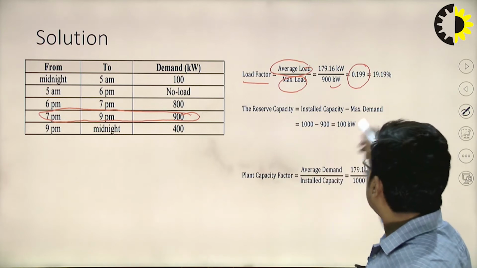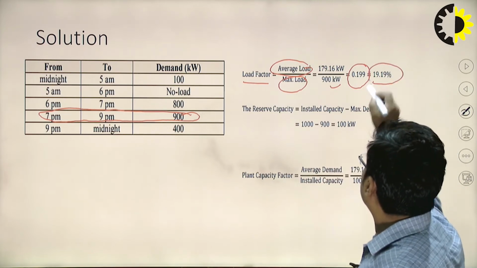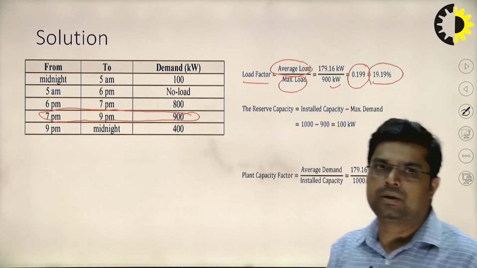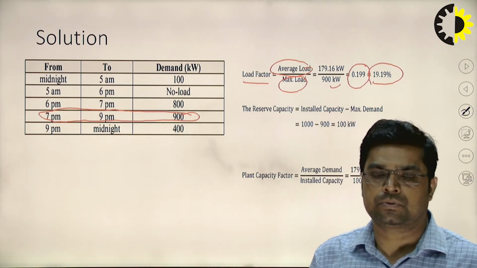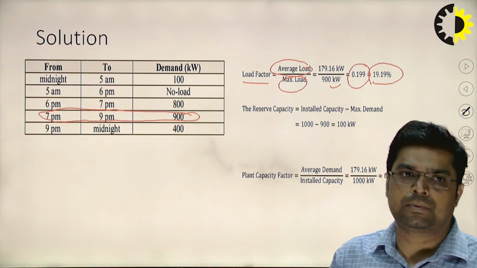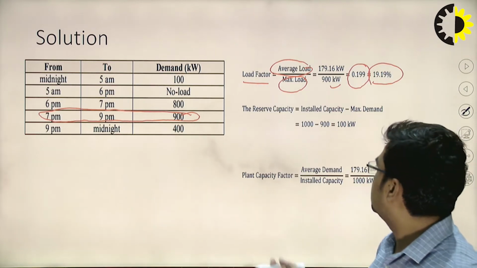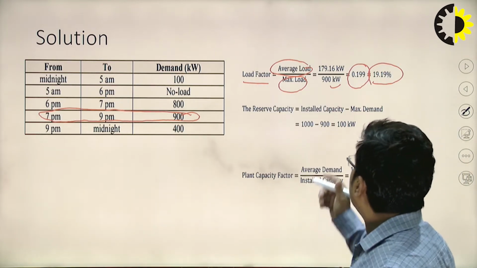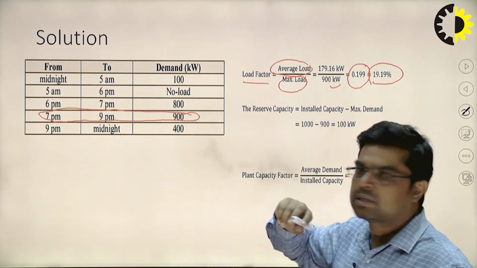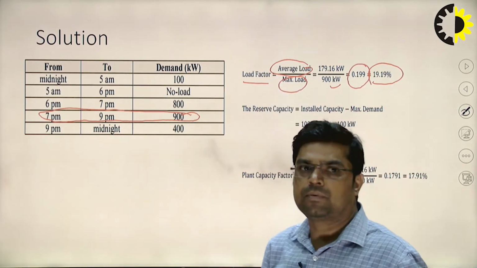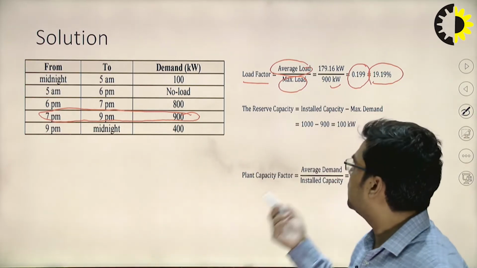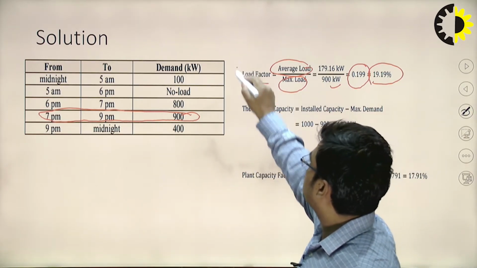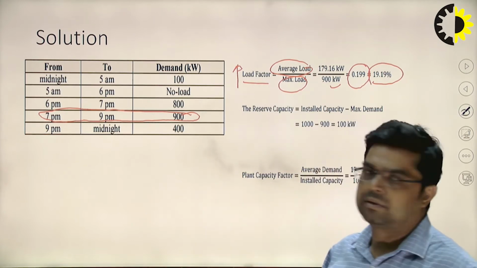In percentage it is only 19.9, about 19%. So this percentage is very low. So we can know the load factor from this load curve. We have already discussed that the load factor cannot be more than 1, because the maximum load is always higher than the average load.